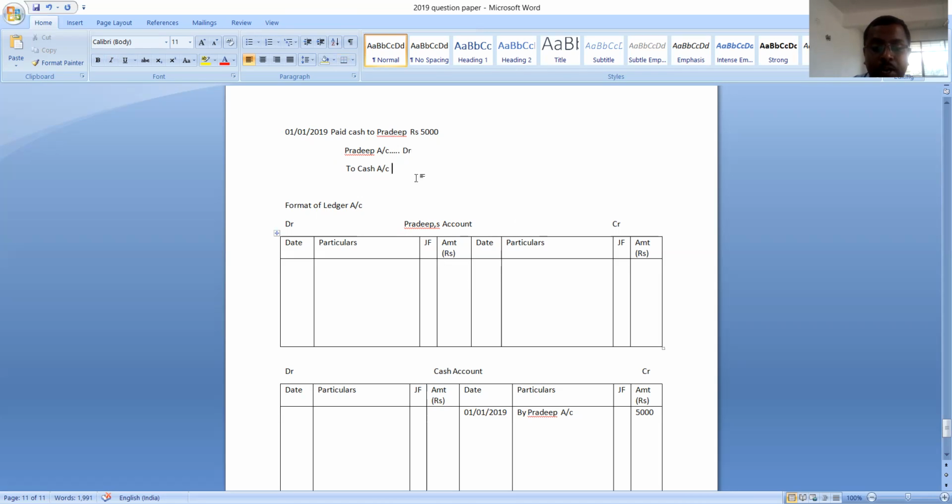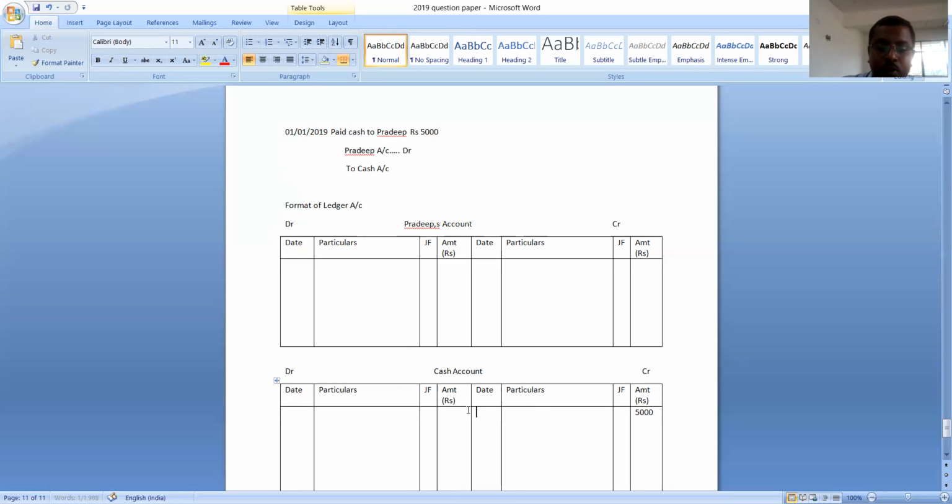So prepare two separate ledger accounts. One is in the name of Pradeep, so Pradeep's account, and another account is cash account. So like this, how many accounts do you need to prepare? You need to prepare totally two accounts. Okay, which are those two accounts? Pradeep's account and cash account.